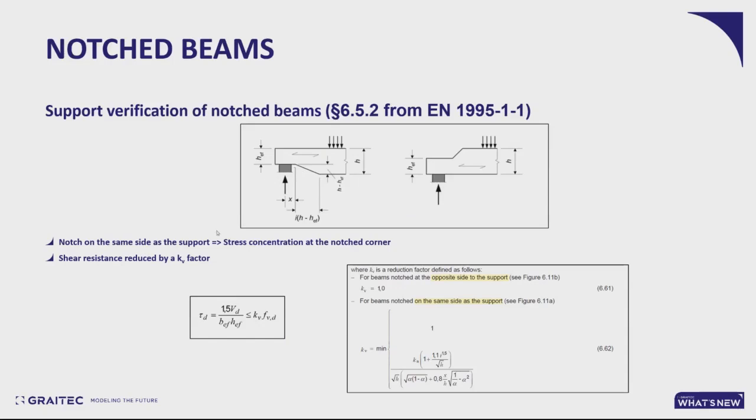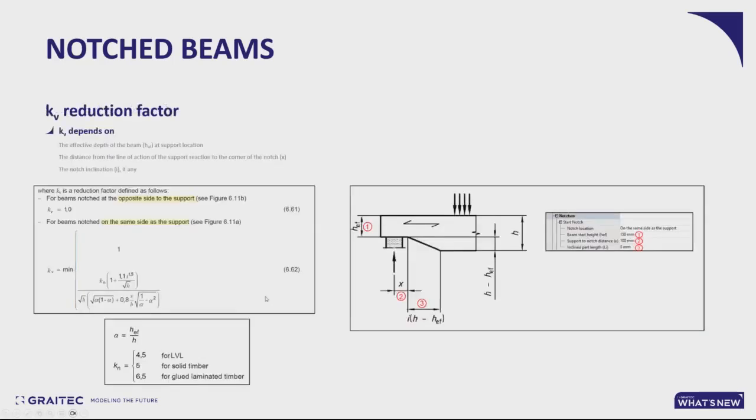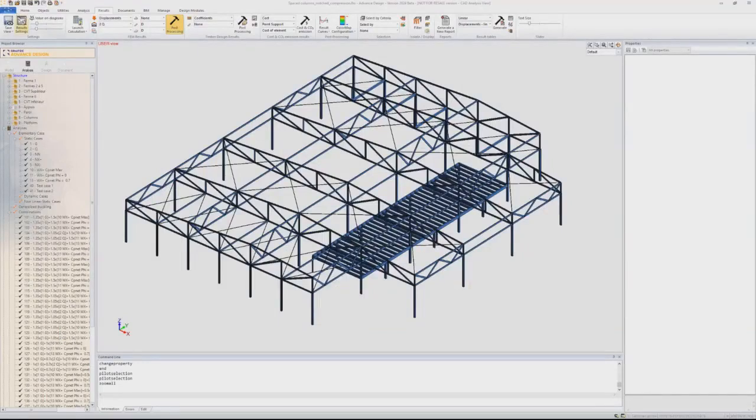And this translates into a KV reduction factor, which will affect the shear resistance of the member. So when it's on the opposite side, there is no stress concentration and KV has no effect. But when it's on the same side, then KV may be smaller than 1, reducing the shear resistance. So this KV factor will depend on the depth of the beam at the support location, but also on the distance between the resulting support action and the notch corner, as well as the inclination of the notch, if there is an inclination at all. So let me show you how it works in advanced design.